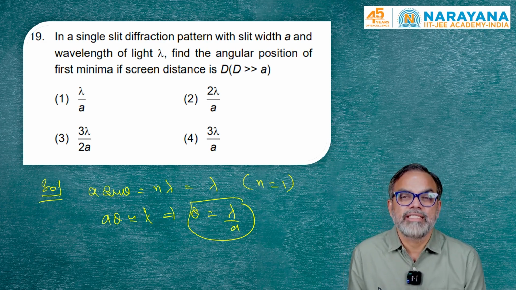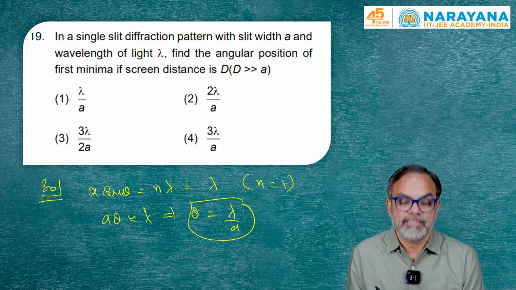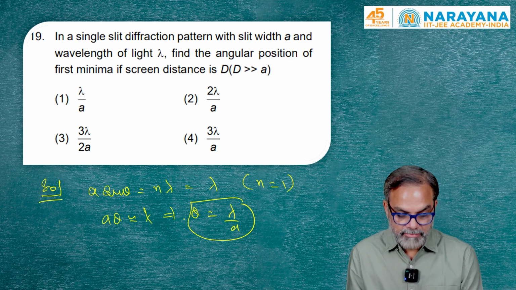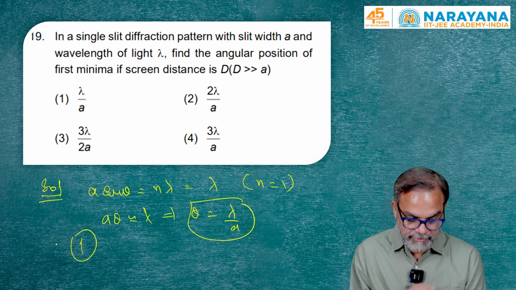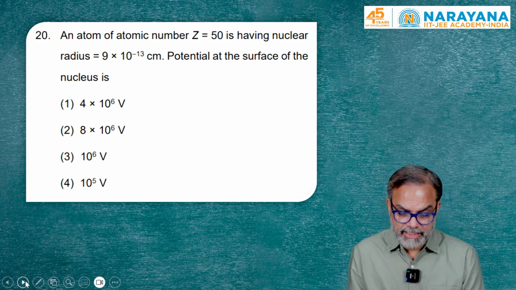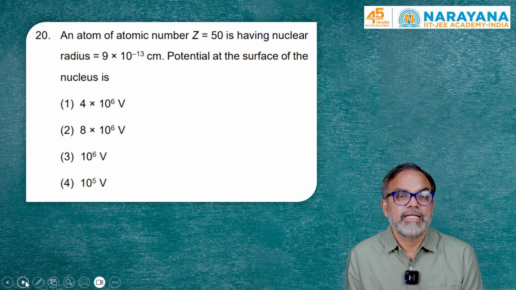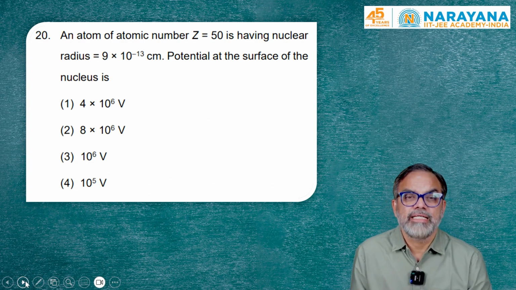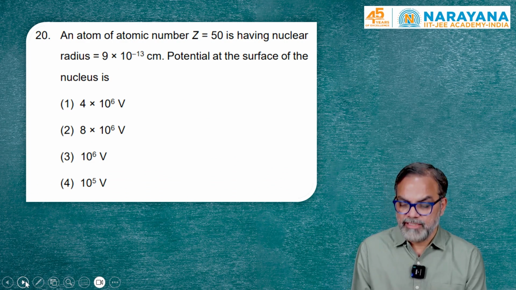The question is, find the angular position of the first minima if the screen is at distance d. So this is the angular position, and that brings us to option A. Easy question. Yeah, going ahead. Again, we have a question: an atom of atomic number Z is having nuclear radius this much, potential at the surface.